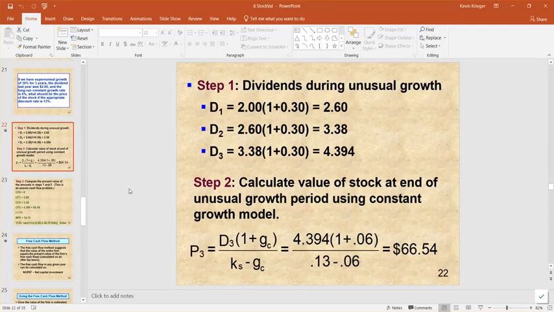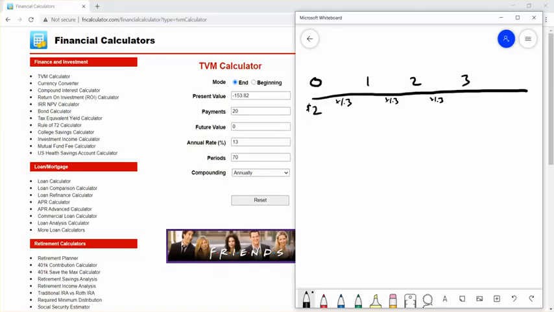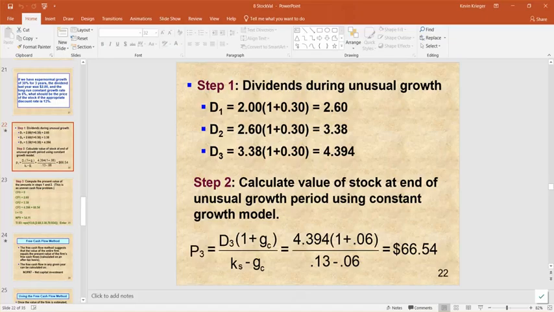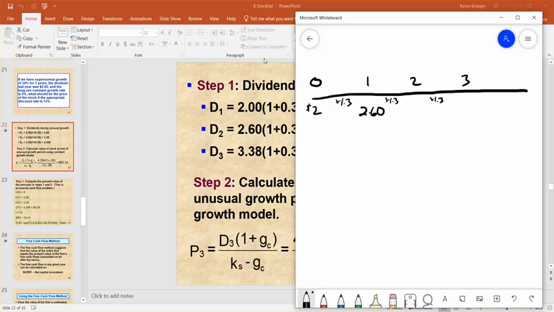So 2.60 would be your next dividend, then 3.38, then 4.394. I'm not going to do the dollar signs because it clutters the screen, but 2.60, yes, and then 4.39, is it 3.38, excuse me. Right. And then 4.394. You need those dividends. Okay.